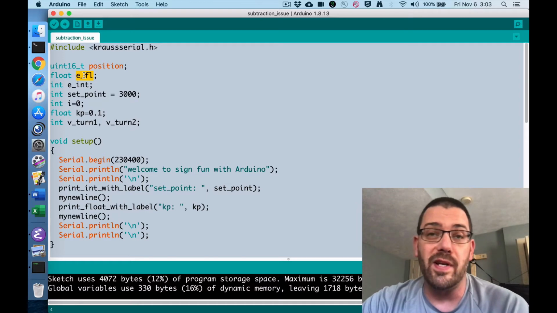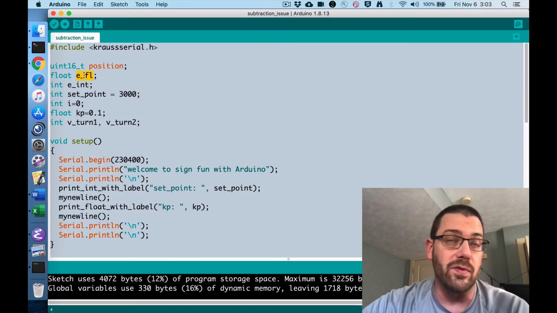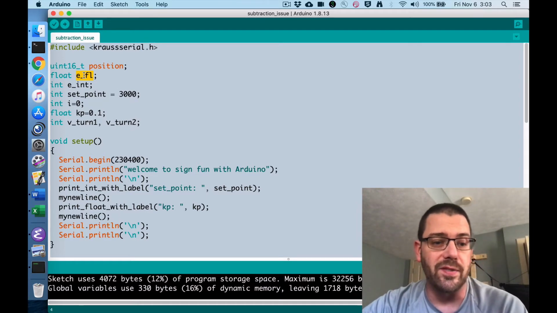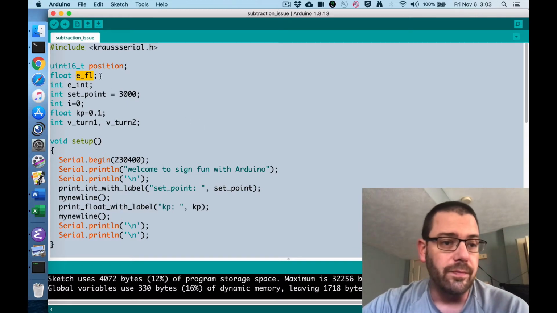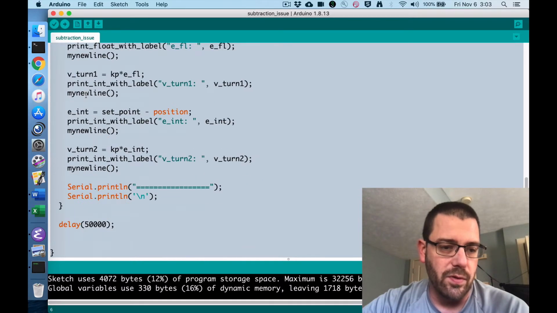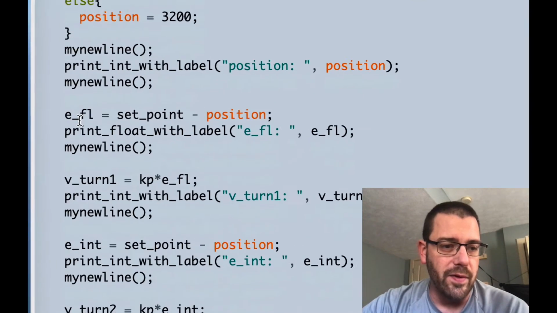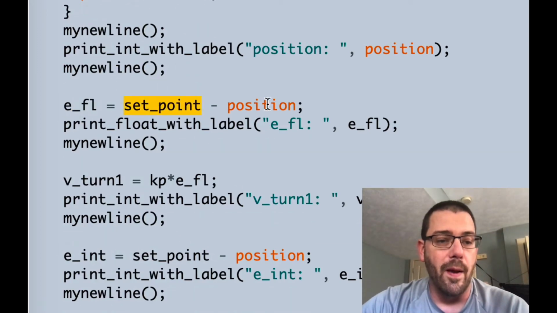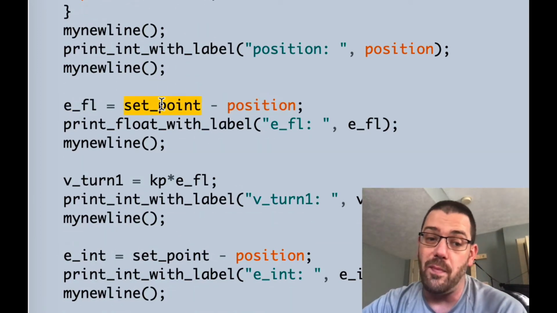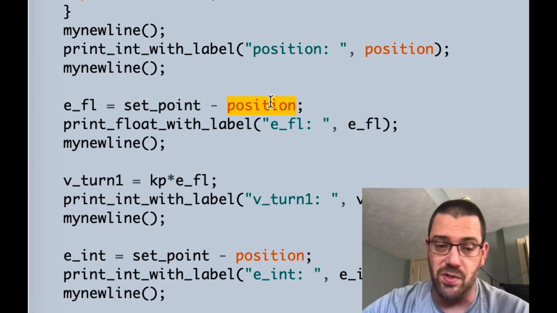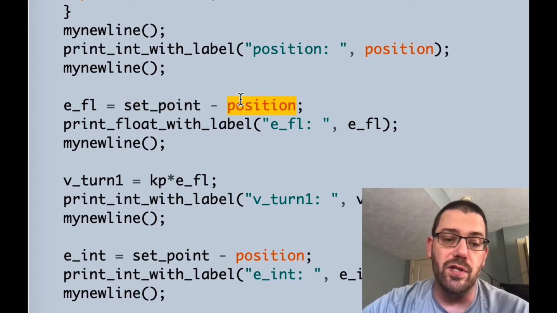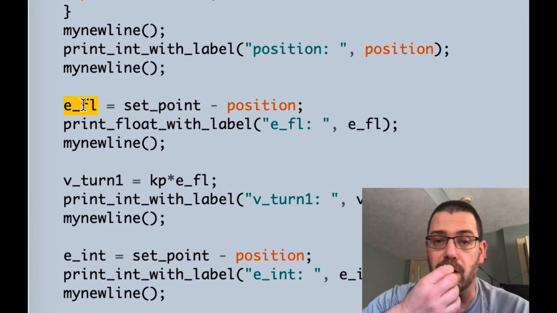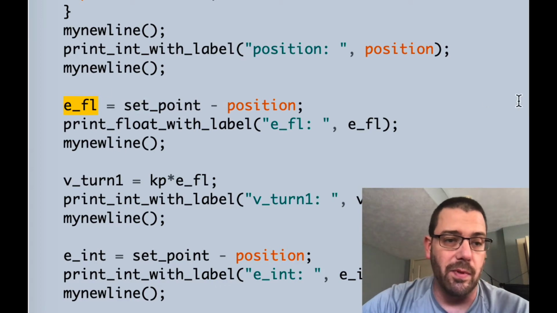I think some of my students are storing it as a float, and it seems like float should be the most sophisticated, safest way to do things. But it turns out that if I take a float, e sub fl, equal to set point minus position, as long as set point is greater than position, this is totally fine. But if position is greater than set point, then this is a negative number, and something terribly, terribly bad happens to the floating point number.